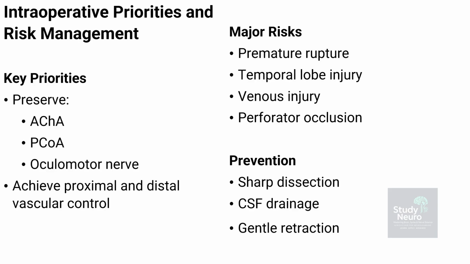from retraction, venous bleeding from bridging veins, and occlusion of small perforating arteries that may not be immediately visible but carry major functional importance. Small structures carry big consequences. These complications are minimized through sharp and deliberate arachnoid dissection, adequate cerebrospinal fluid drainage to relax the brain, and gentle brain retraction that avoids unnecessary pressure on fragile cortical and venous structures throughout the exposure. Technique defines safety.